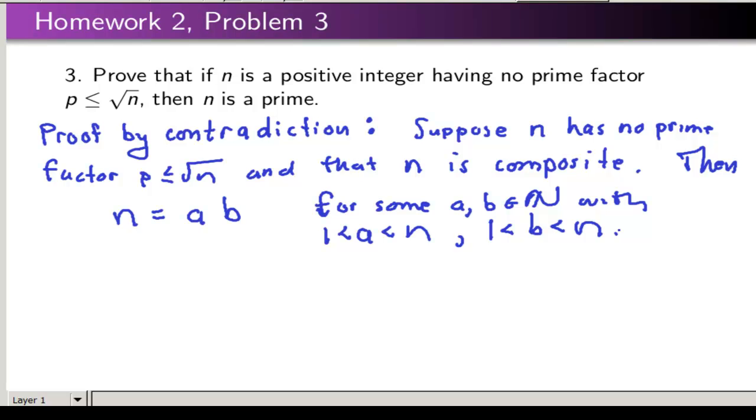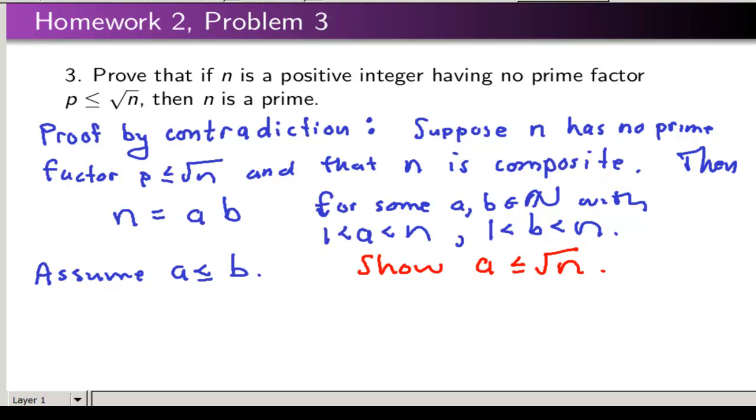Well, what can you tell me about the size of one of these numbers? So let's go ahead and assume that a is the smaller one, less than or equal to b. What can you tell me about the size of a? So I want you to show a is at most square root of n in size.